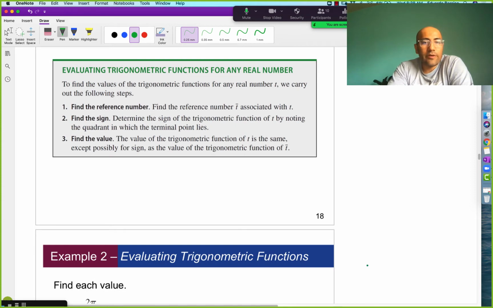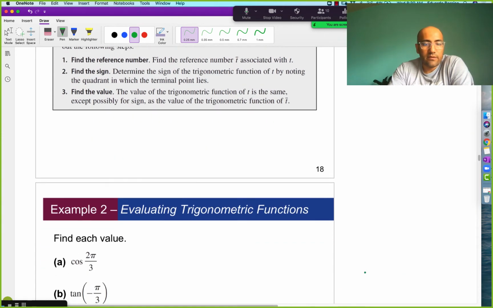Okay, so if we're evaluating trigonometric functions for any real number, not just quadrant 1, then we need to find the reference number. We need to find t bar. We need to figure out what quadrant it's in to be able to do that well. Then we're going to reference it back to something in quadrant 1, so it's related to something in quadrant 1, except potentially for a plus or minus somewhere along the way. And then we'll be able to find all the trigonometric values of the one we're looking for. Okay, so let's practice that. I think you'll see what I mean.